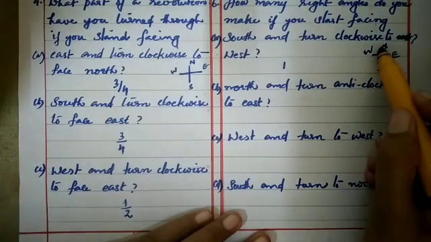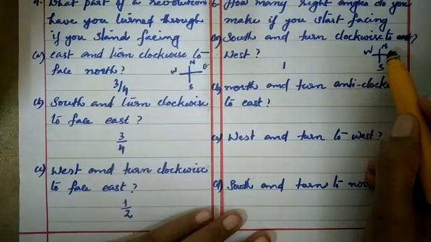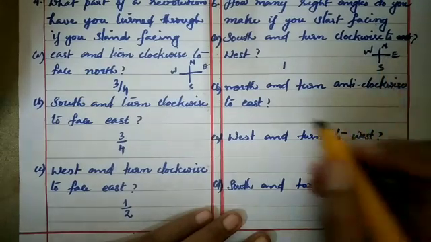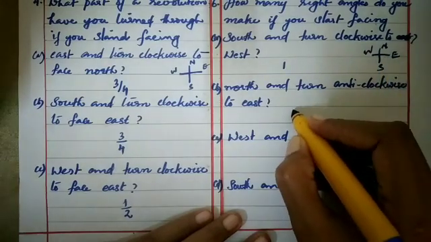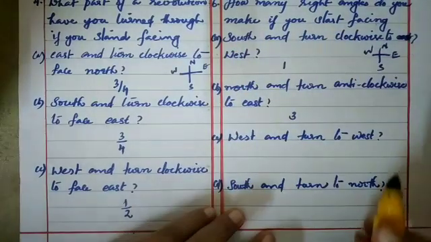North to west, 1 right angle. West to south is another right angle. South to east, another right angle. So, 3 right angles. How many right angles? It is 3 right angles.